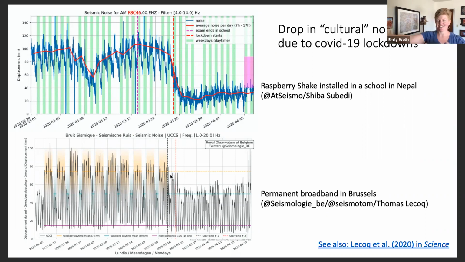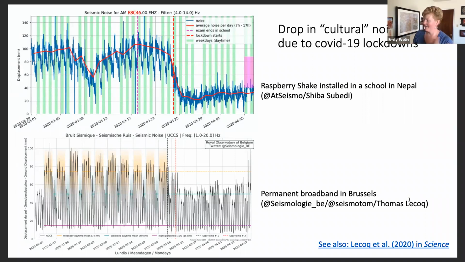I'm showing a plot made by one of our current students. The top plot is made by Shiva Subedi. He has this awesome network of Raspberry Shakes installed at schools in Nepal. I'm sure many of you have seen the papers coming out with studies like this, but seismometers like these ones in Nepal at schools recorded a drastic drop in high frequency noise as their local area shut down because of COVID restrictions.